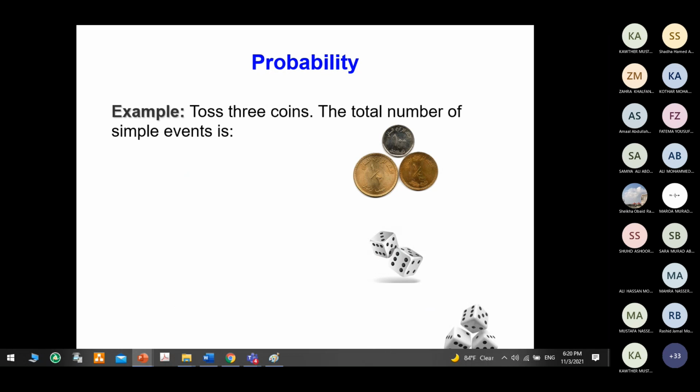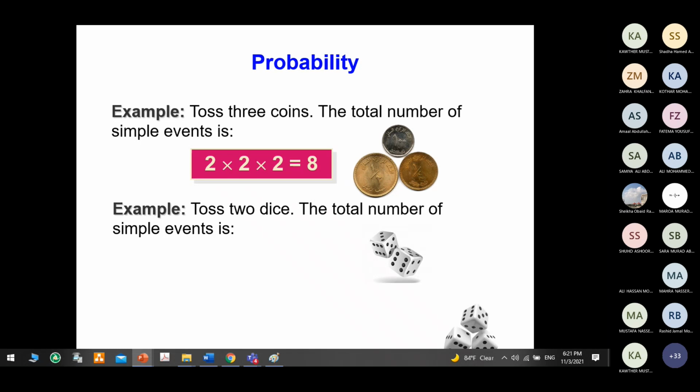Another example, toss 3 coins. The total number of simple events is 2 by 2 by 2, which is 8, because each time I toss the coin, I have 2 outputs. When I toss 3 times, it means I multiply 2 by 2 by 2, which gives me 8.